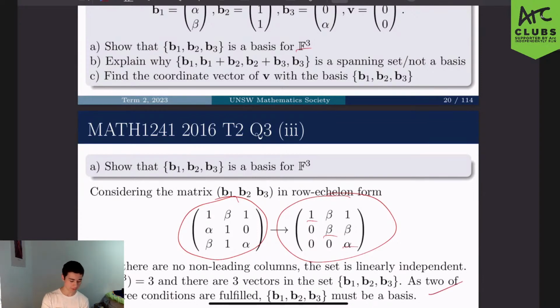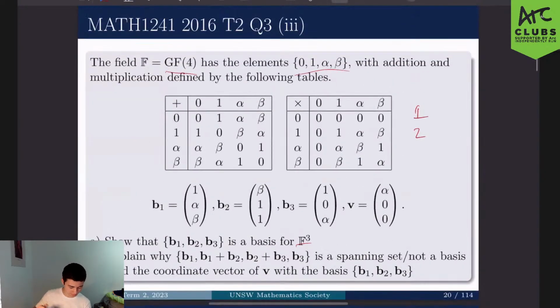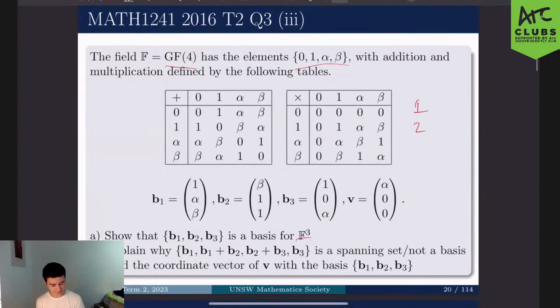We're happy. So, part B, we're going to just plow right through this. Explain why this set of 4 vectors is a spanning set and not a basis. So, first part of the question, why is it a spanning set? Well, we can very quickly see that B1 and B2 are in it. Any spanning set includes a basis.